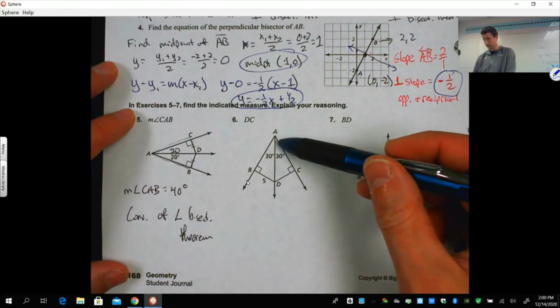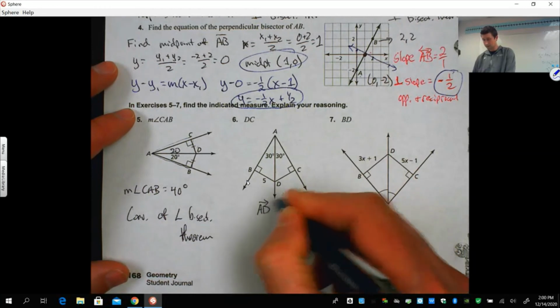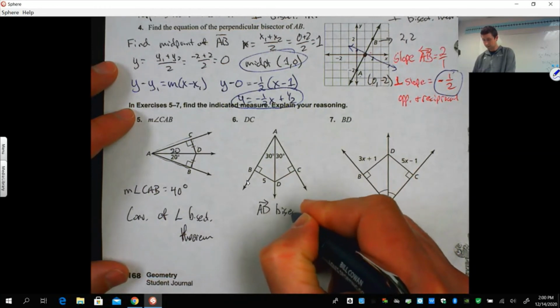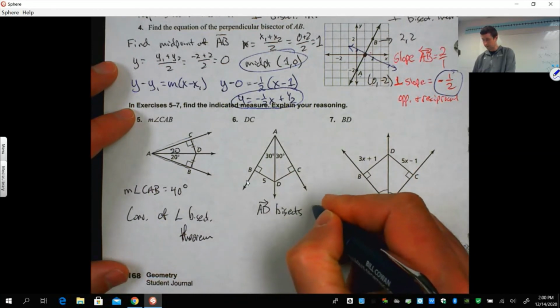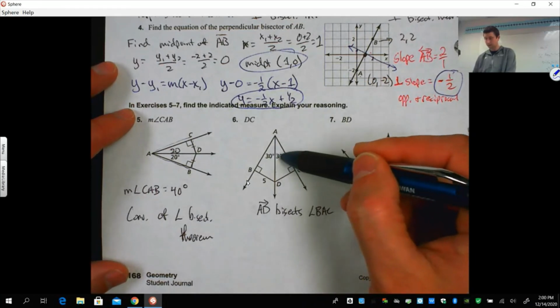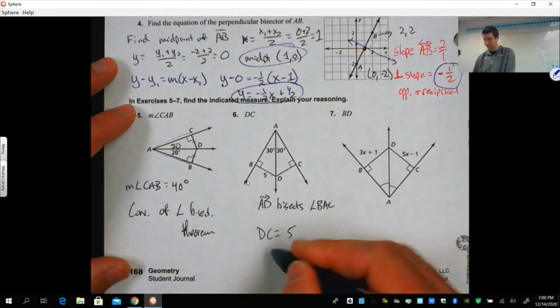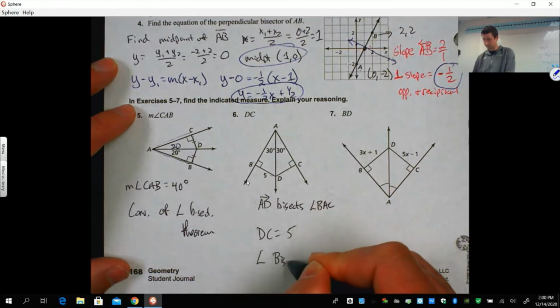Okay, so here we know we have an angle bisector, AD bisects angle BAC. It's 30 and 30, so if that's 5, DC has to equal 5. And that's the angle bisector theorem.